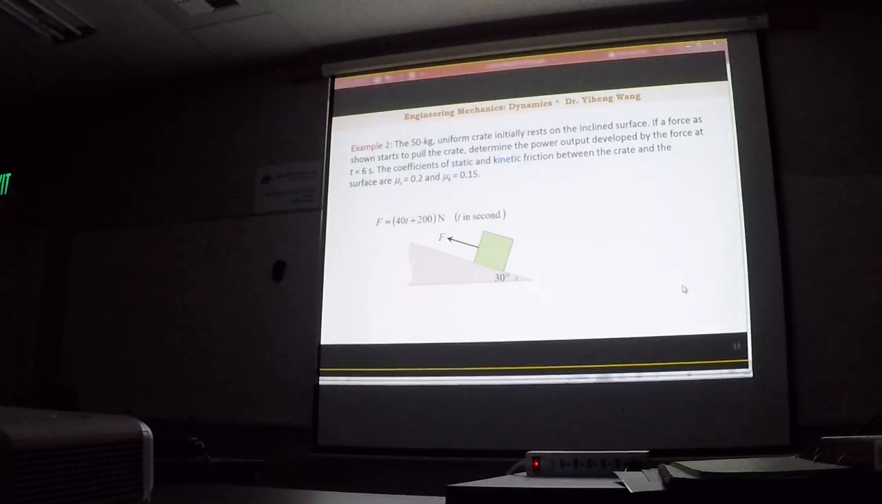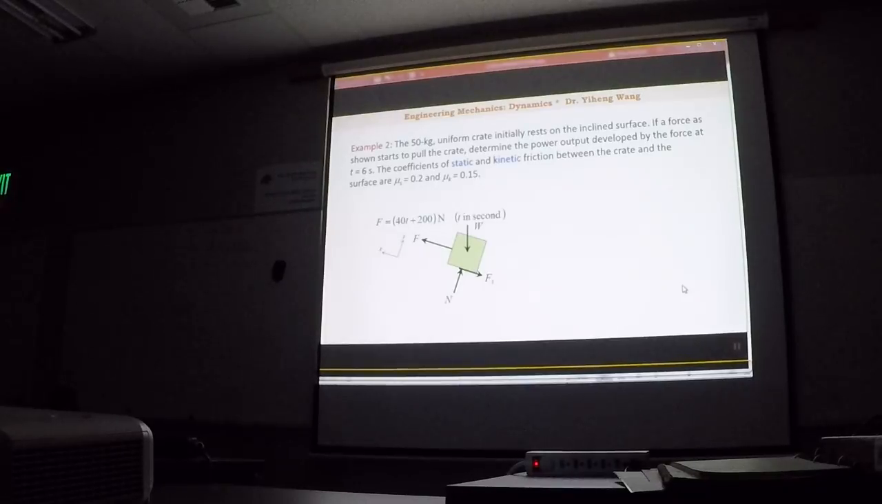Let's revisit another example. For this problem, we need to determine the power of the force at time equals 6 seconds. And power is determined by the magnitude of the force multiplied by the velocity. And if you recall, when we first solved this problem before, we used not only equations of motion, but also kinematics. Here, let's try to solve this problem using the principle of linear impulse and momentum.